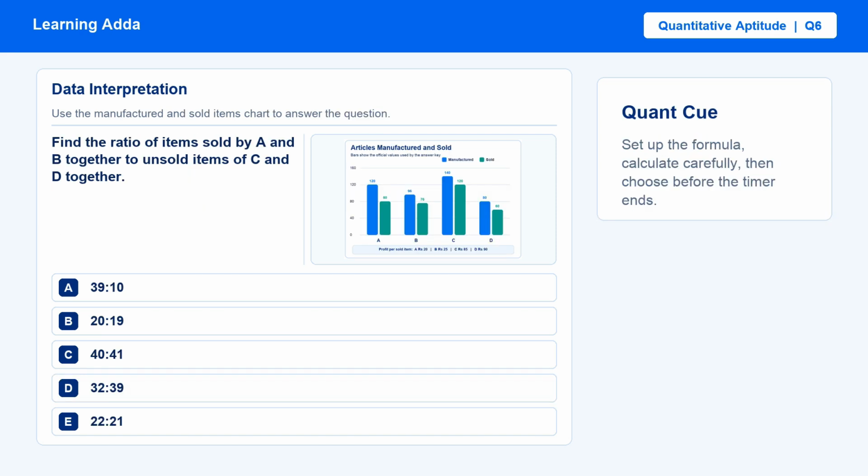Question 6. Find the ratio of items sold by A and B together to unsold items of C and D together. Option A, 39 is to 10. Option B, 20 is to 19. Option C, 40 is to 41. Option D, 32 is to 39. Option E, 22 is to 21. The timer starts now.